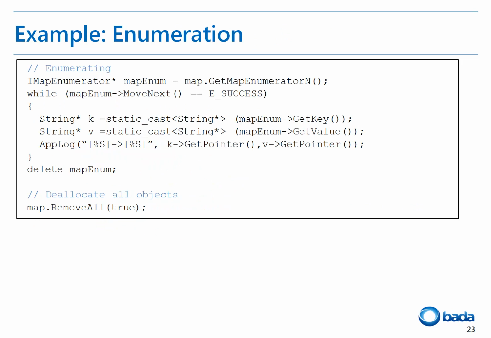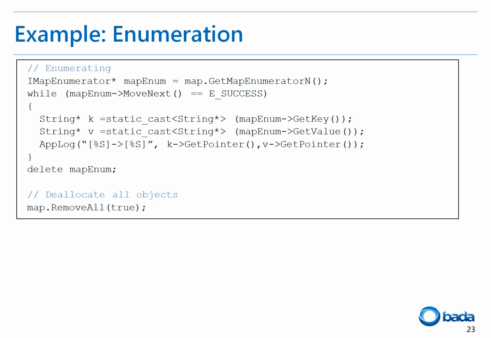This example shows how to access or traverse through the elements of the map in sequence using the IMAP enumerator. Although this example is almost the same as that of the enumerator, the difference is that this example gets each key and value pair from the enumerator by calling the getKey and getValue methods and printing them.